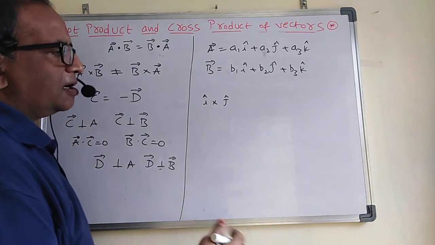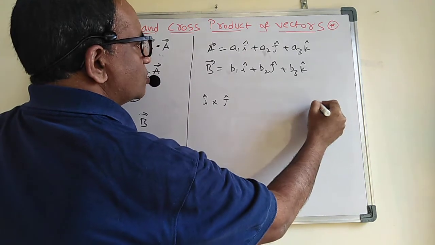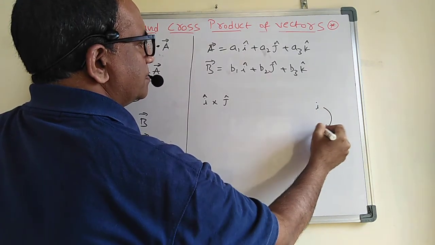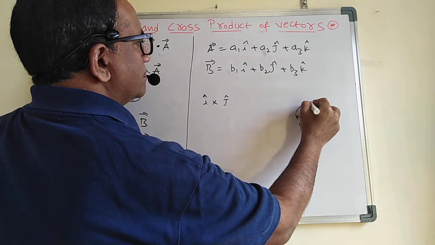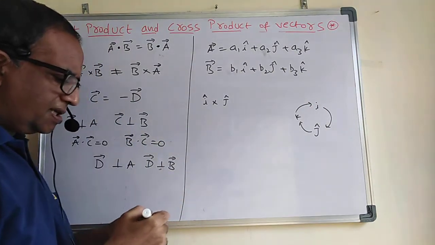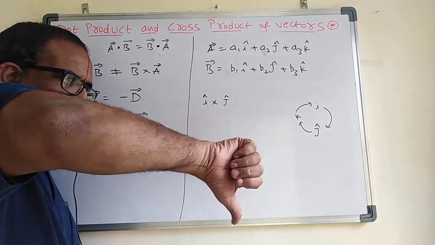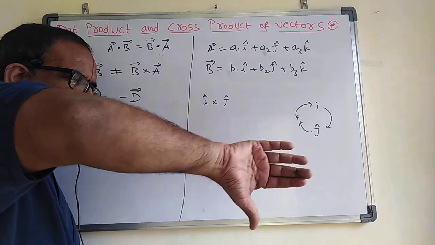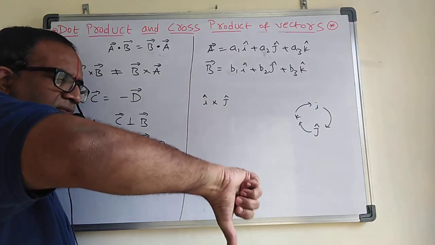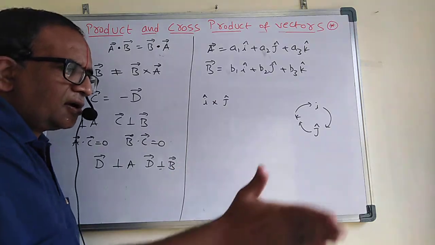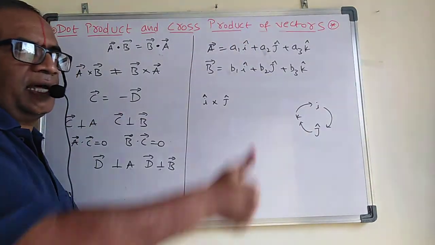When you are doing i cross j, j cross k like that, let us follow this circle here. i cross j, then k. When you do i cross j, you are going to get k cap. Then when you do j cross i, you are going to get minus k cap, because it's in the opposite direction.